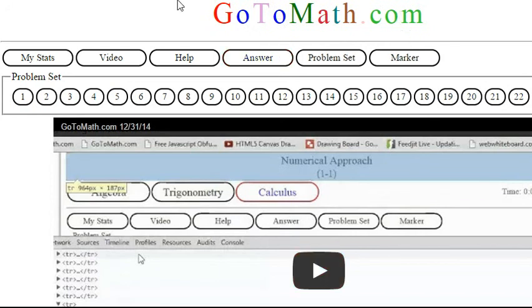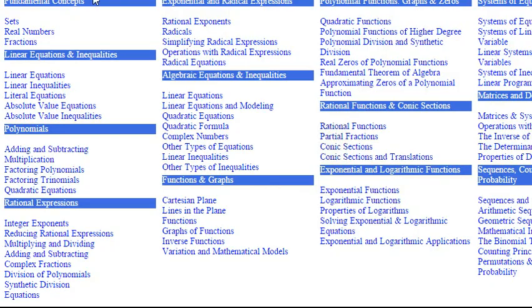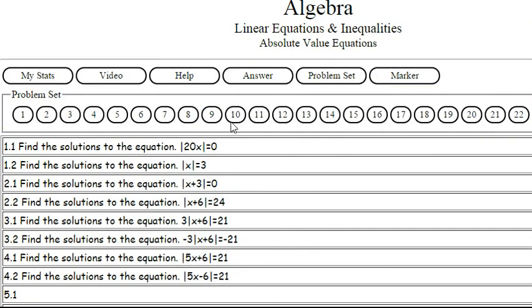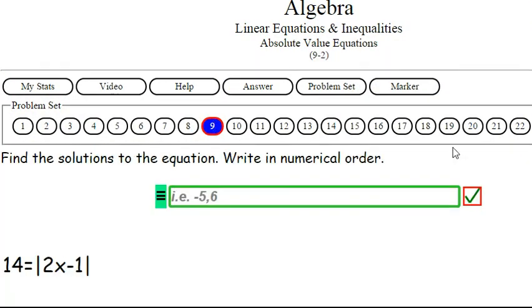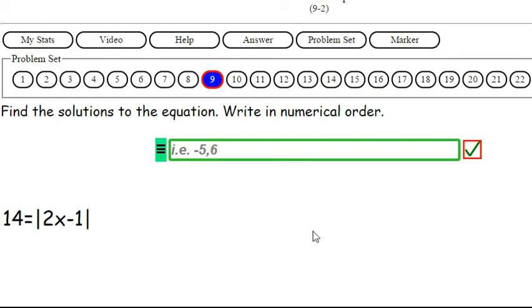Okay, we're over here at GoToMath.com. Practice, or click on the algebra button that you can't see. Let's hit absolute value equations, and I think we're looking at 9.2. There we go. Okay, so you should be able to do this pretty quickly at this point. If you don't, well, I've got a video for you to help you out. Alright, so let's write that down. We have 14 equals the absolute value of 2x minus 1.